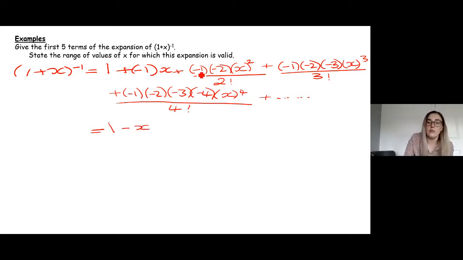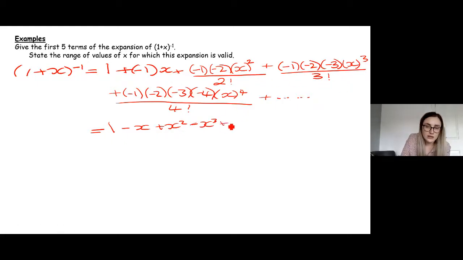Then we've got minus 1 times minus 2, which gives us 2, divided by 2. So we're just left with plus x squared. Then for this one, minus 1 times minus 2 is 2, times minus 3 is minus 6. Then we've got 3 factorial, so 3 times 2 times 1 gives me 6. They're all going to cancel, and I'm left with a minus x to the power of 3. It's minus because we've got 3 minuses here.